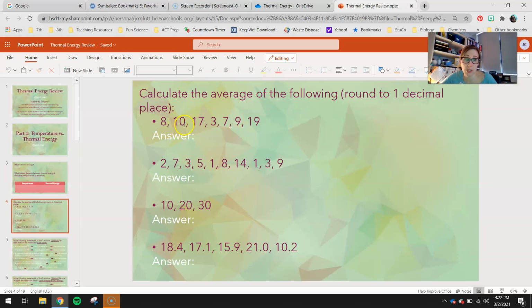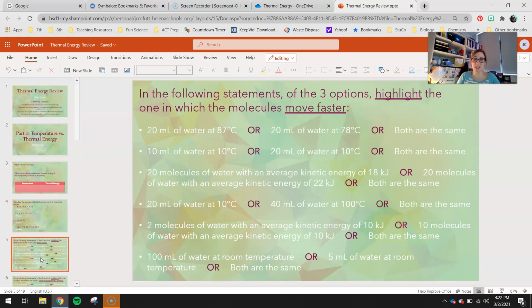So in this first one, you have 1, 2, 3, 4, 5, 6, 7 numbers. So add them up and then divide by 7. Okay, so make sure you guys divide on all of those. The number that you guys get for your average should represent that group of numbers and not be way higher than them.